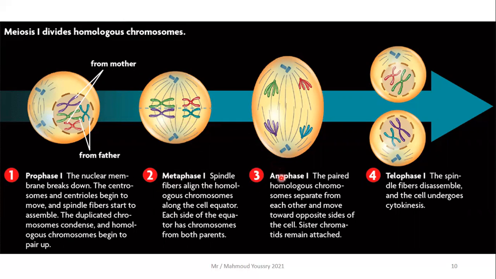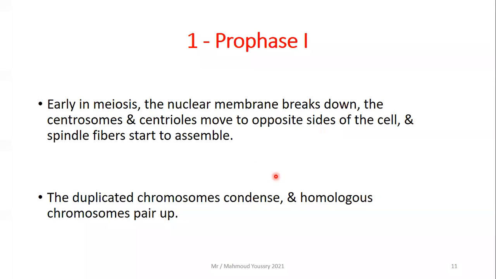Then what happens in anaphase 1? The paired homologous chromosomes are separated from each other by the spindle fibers and they move to the opposite sides of the cell. The sister chromatids remain attached. As you can see, this is a complete chromosome, two sister chromatids attached to each other. Then in telophase 1, the spindle fibers break apart or disassemble. Then the cell undergoes cytokinesis. Let's talk about these phases in detail.